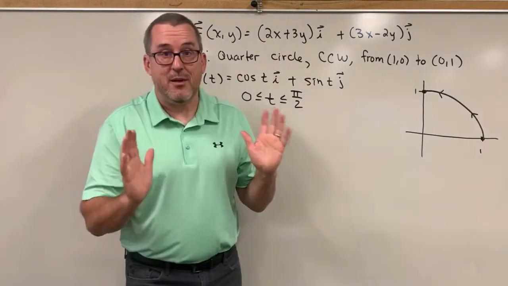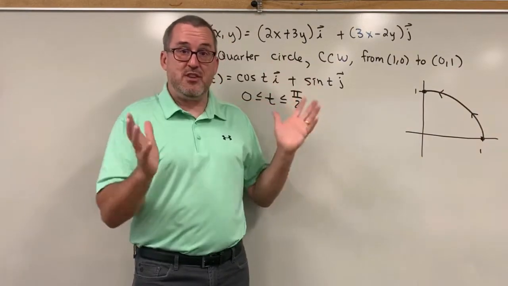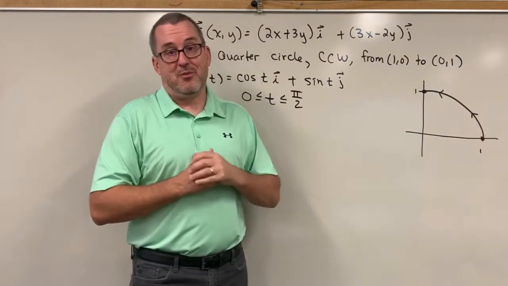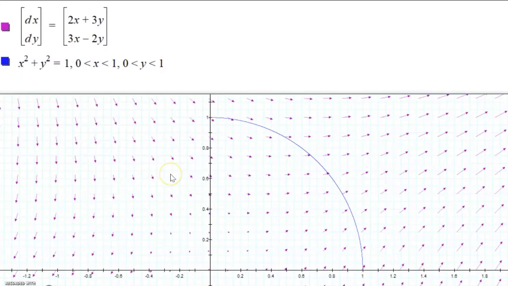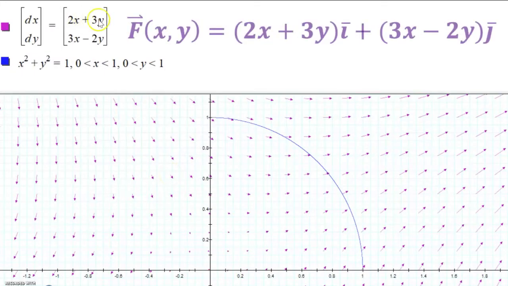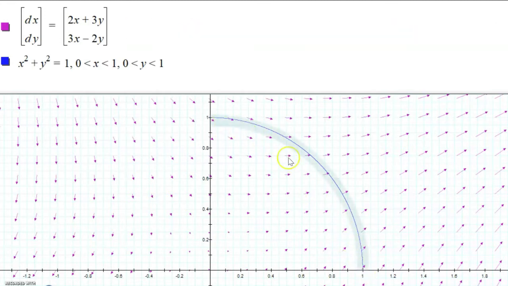So before we even start computing, let's get a conceptual, visual sense of this using a graphical representation. So we find ourselves in the vector field (2x + 3y)i + (3x - 2y)j. For any ordered pair (x, y), at that location we're going to output a particular vector, thus creating the vector field. And in this case, we are metaphorically again traveling along this quarter circle counterclockwise from (1, 0) to (0, 1).